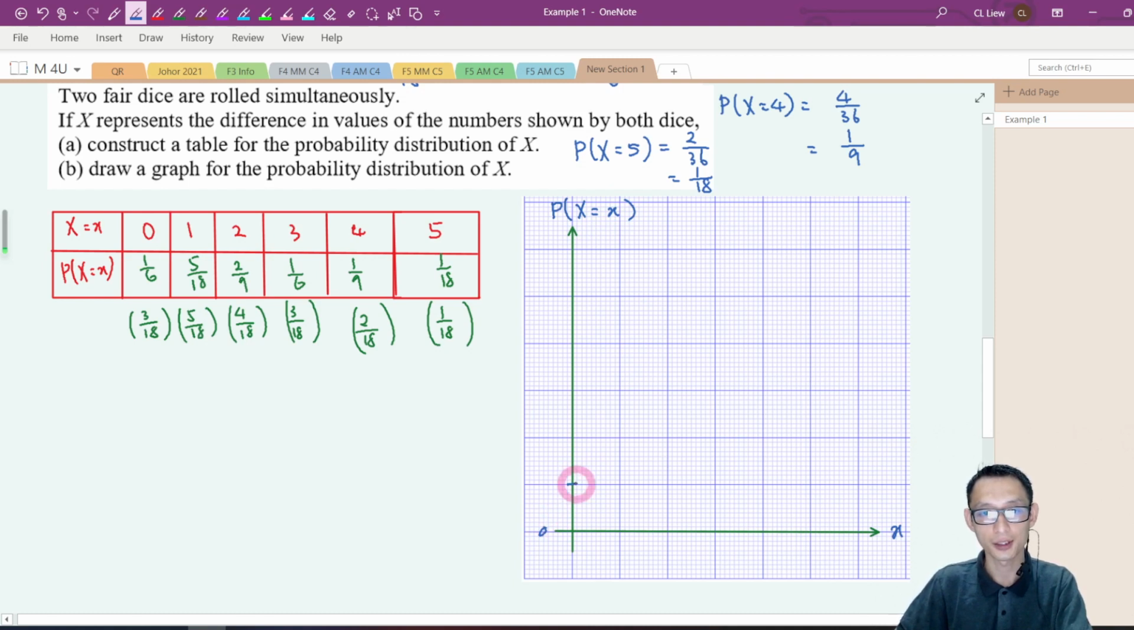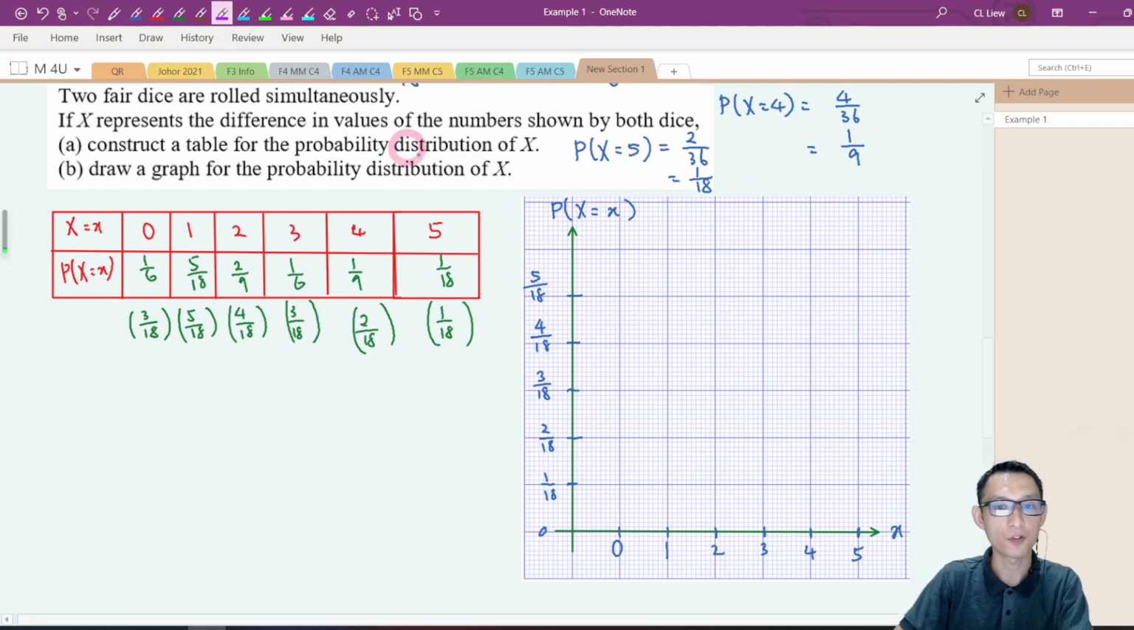So this is 0, and this is 1 over 18, 2 over 18, 3 over 18, 4 over 18, and the maximum is 5 over 18. Okay, 0 here, 1, 2, 3, 4, 5. Okay, let me plot the graph first. So for P of X equal to 0, 1 over 6, which is 3 over 18. I'm going to make a cross here, at 3 over 18.